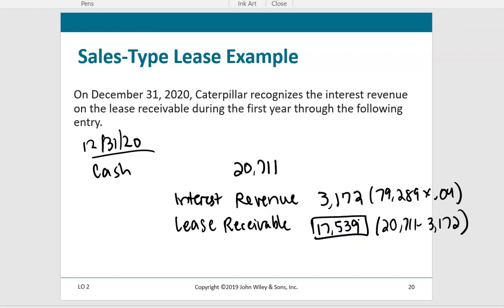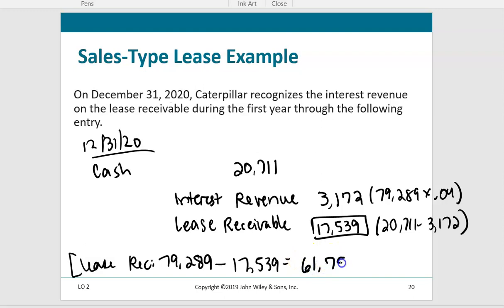What's the balance in the lease receivable at this point? It was 79,289 before we booked this journal entry here. And when we booked this journal entry, we reduced that by 17,539. So the balance in the lease receivable account is going to be 61,750. And that's what's going to show up on the balance sheet at the end of the year.